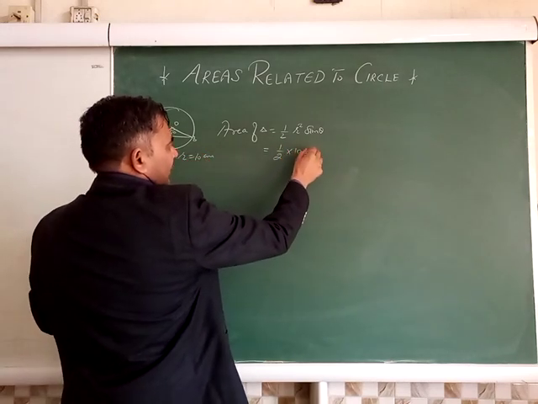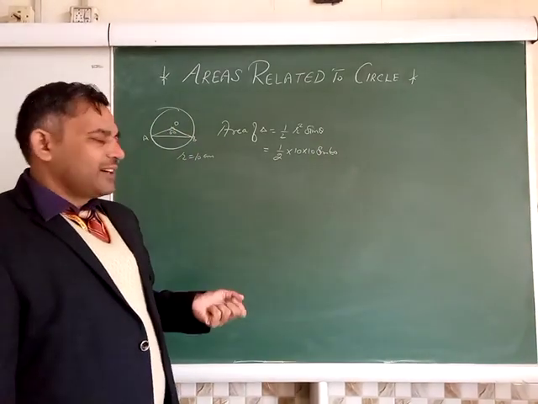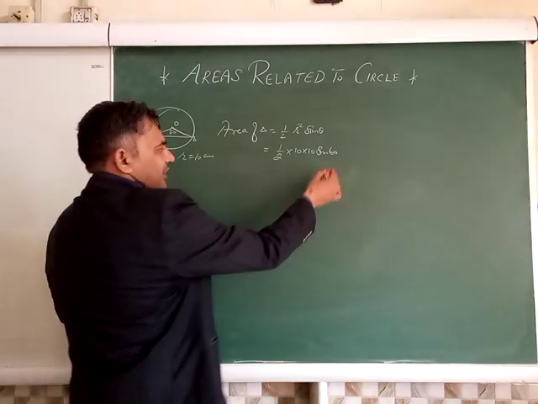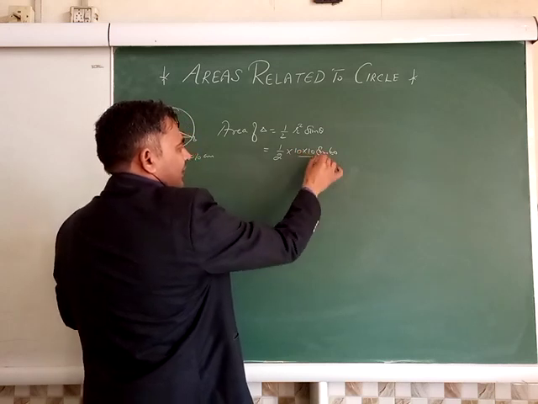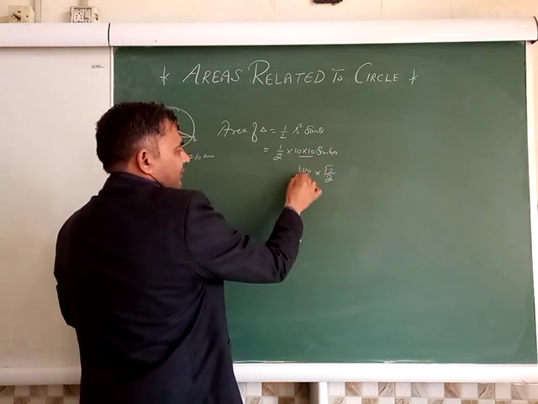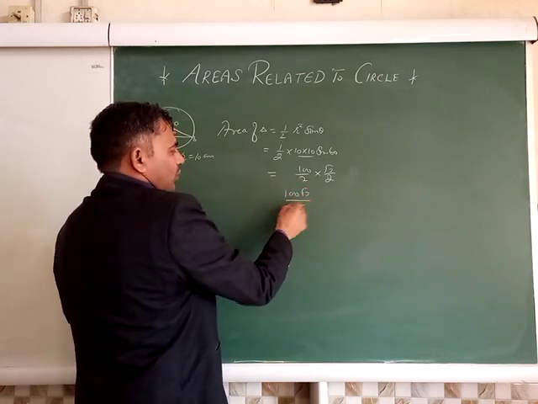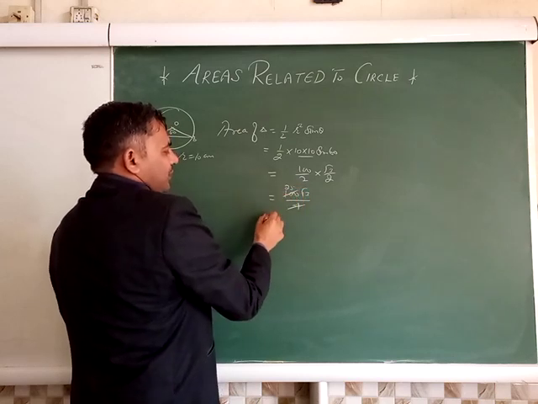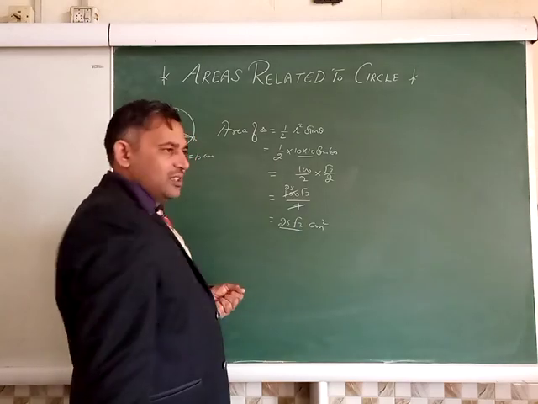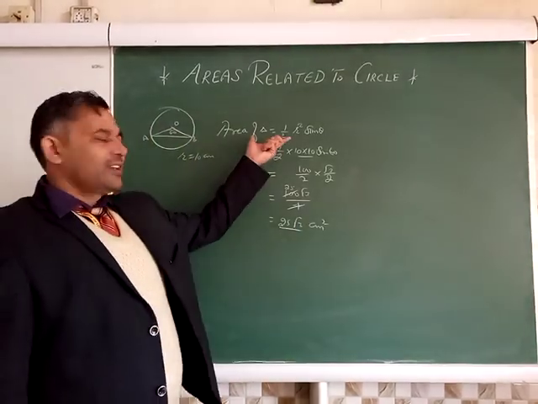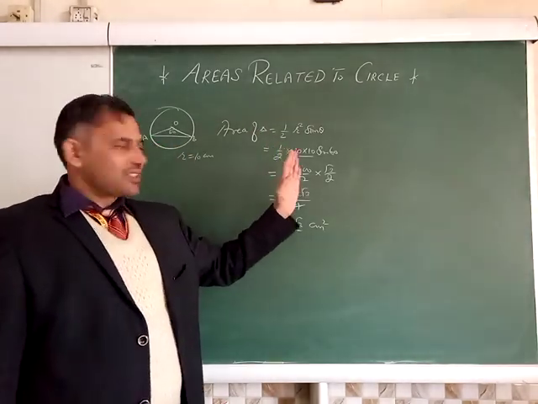So half into 10 into 10 into sine 60 degree. In trigonometry, what is the value of sine 60? The answer is root 3 by 2, into 10 into 10, 100 divided by 2. So what is the answer? 100 root 3 by 4. 4 cut, it is 25 root 3 centimeter square. This is the area of triangle. So my dear, this is the formula for how to find area of triangle in a circle: half r square sin theta.